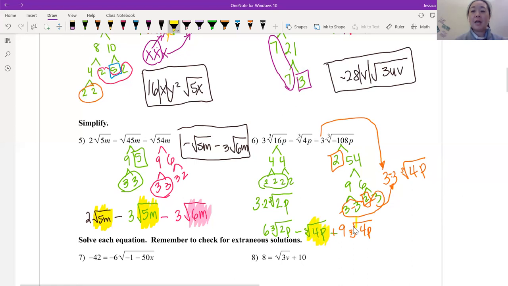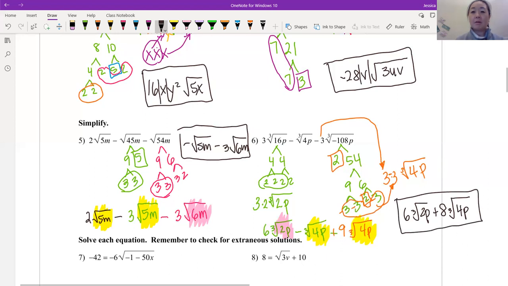Yes, you should have recognized, oh yeah, cube root of 4p. Those are the same. What's different? This one right here, so they don't go together. It's just this part that we really care about, not the coefficients. So our final answer is going to be 6 cube root of 2p, and minus cube root of 4p plus 9 cube root of 4p, looking at just the numbers, is -1 plus 9, which is going to be plus 8 cube root of 4p. That's it. We're good to go.